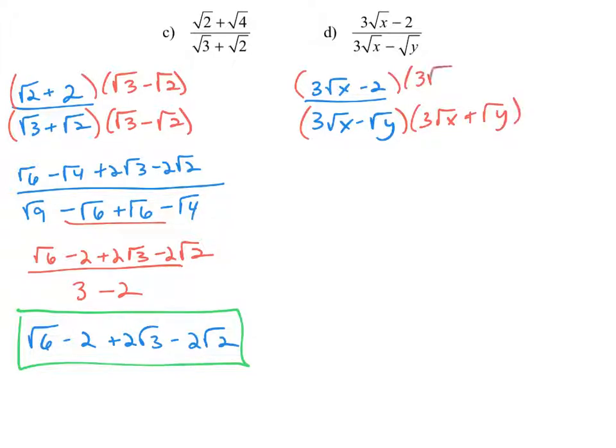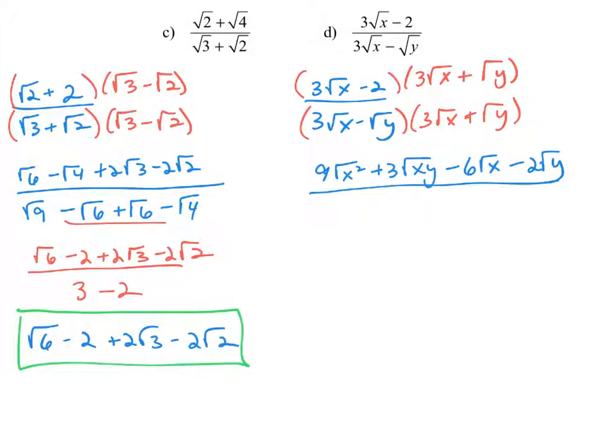And we're going to use the FOIL process in simplifying the numerator and the denominator. 3 square root of x times 3 square root of x is 3 times 3 is 9. And square root of x times the square root of x is the square root of x squared, which we'll be able to simplify. The outer is 3 square root of x times square root of y, which is plus 3 square root of xy. The inner is minus 2 times 3 square root of x, so that's going to be minus 6 square root of x. And the last is negative 2 times square root of y, or minus 2 square root of y.